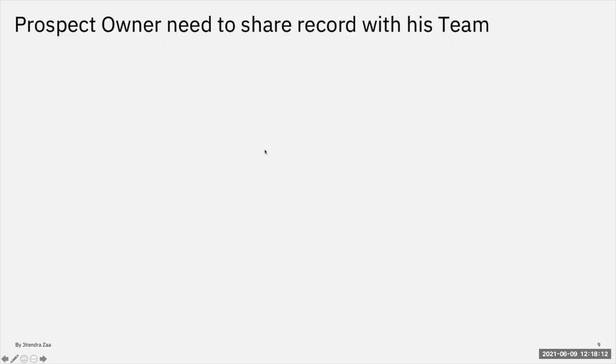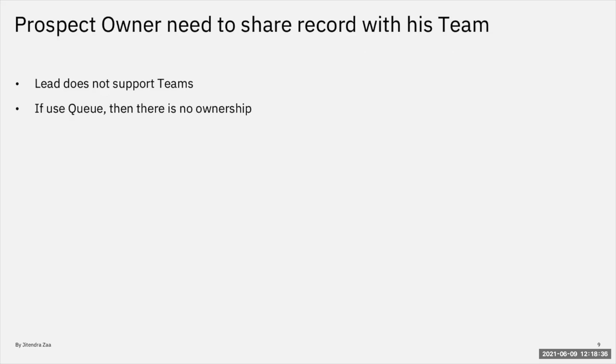Okay. So one more scenario I have. Let's say we have a prospect, a lead, and the owner of the lead needs to share the record with their team members. The question to all of you: we all know that lead does not support a concept like lead team. There is a concept of case team, and there is a concept of opportunity team, right? And lead does support queue, but we all know that with a queue, the single point of ownership is gone. So the question to all of you on this call, is lead still the right object here, if this is the requirement?